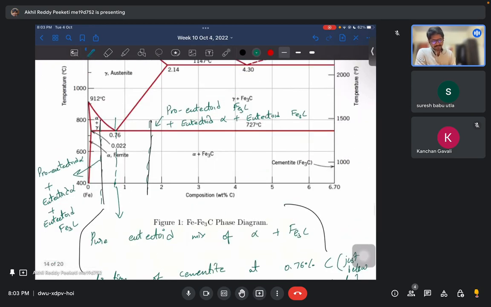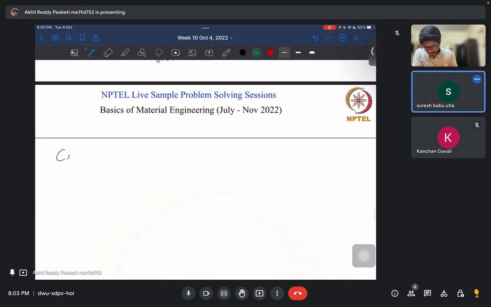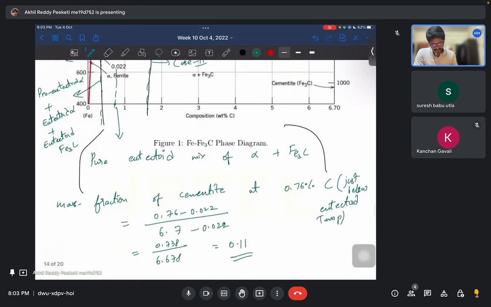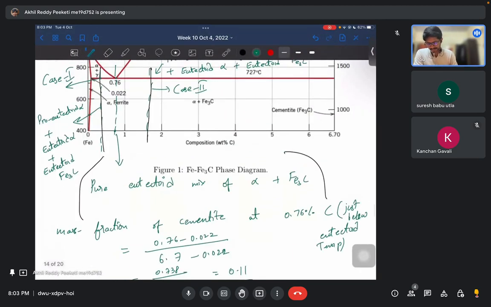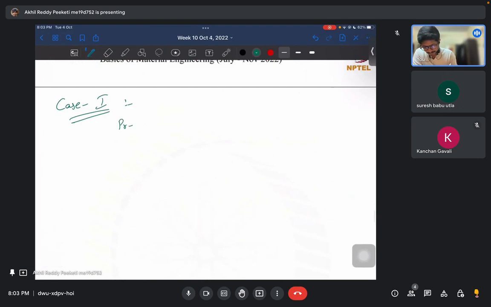So let's do this. When we see the answer, then you will know. Let's look at two points, case A and case B. To the left, we'll think of it as case 1. To the right, we'll take it as case 2. So in case 1, we need to calculate the percentages of these three: pro-eutectoid alpha, eutectoid alpha, and eutectoid cementite.